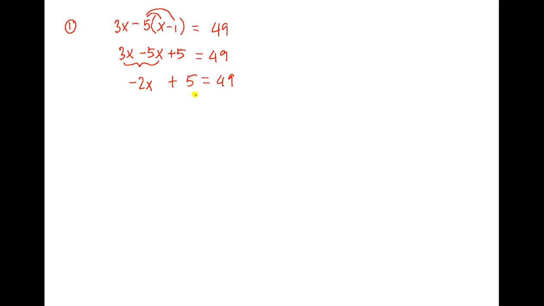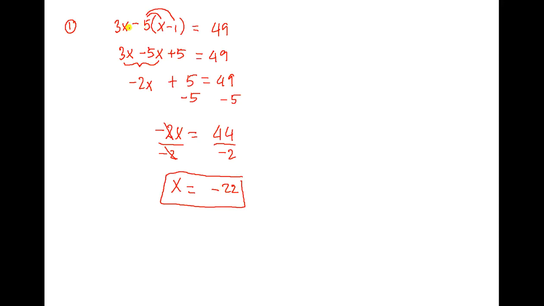You want to move 5 to the right hand side, so I subtract 5 on both sides. I have minus 2x equal 44. Now I want to solve for x, so I get rid of minus 2 by dividing both sides of the equation by minus 2. Remember, if you do something to one side of the equation, you have to do the same thing to the other side. That takes away the minus 2, so x equals minus 22. In fact, if you plug minus 22 back in here, you should end up with 49 on the left side, which is equal to 49 on the right hand side. So that is the first problem.